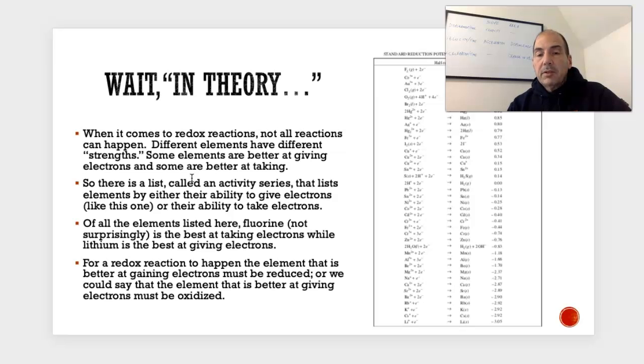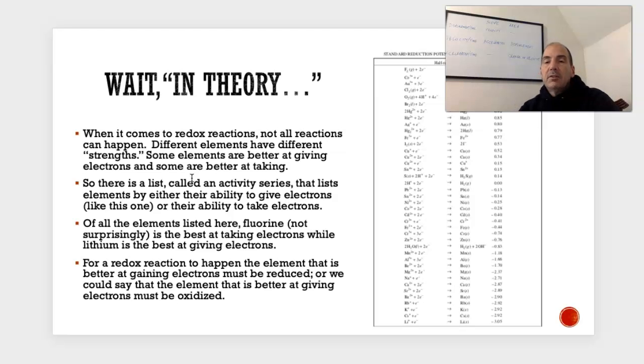When we talk about redox reactions, most redox reactions, not all, but most redox reactions are not reversible. So, I shouldn't say that, they are not spontaneously reversible. They would not happen on their own. We could force them to happen, but they will not happen on their own. So we have to have a means of identifying which ones will and which ones won't. And so we looked at something called an activity series.